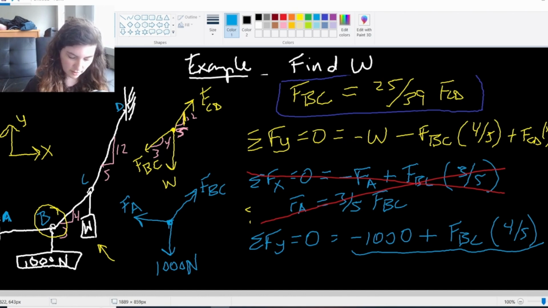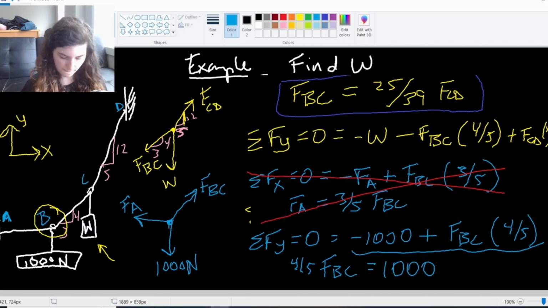So if I add 1,000 to each side, I get 4/5 FBC equals 1,000. And so if I multiply that over, I get what? 5,000 over 4 is, FBC is 1250 newtons.